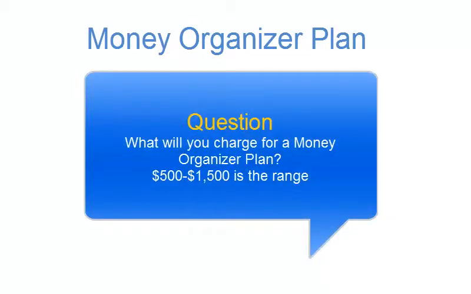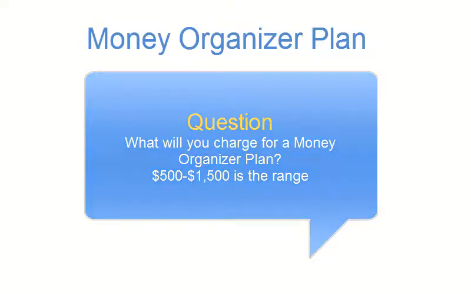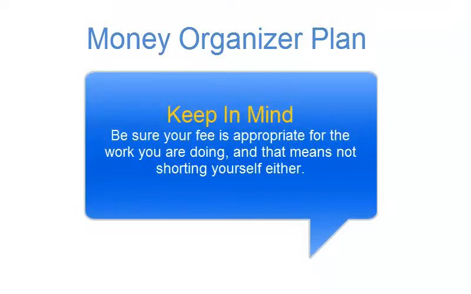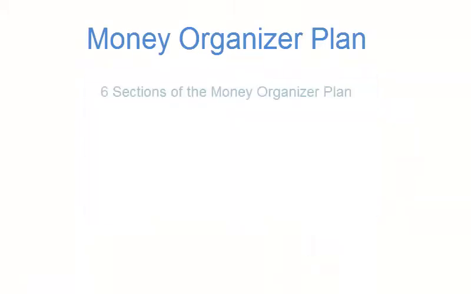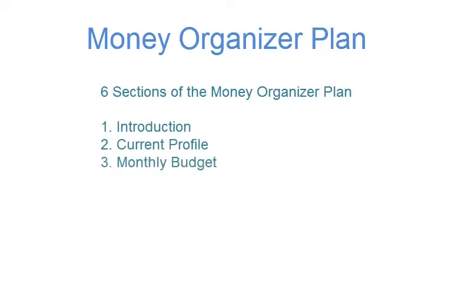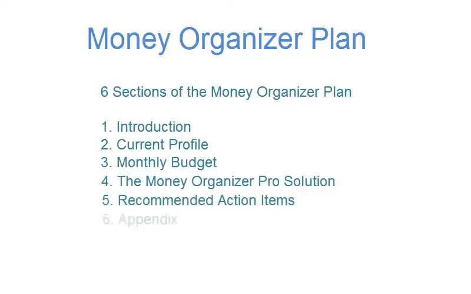Most advisors charge between $500 and $750 for the Money Organizer plan. However, I also have students who, after completing the 7 Steps to 7 Figures course, have increased their fee to $1,500. You can charge whatever you want as long as it's appropriate for the work you're doing. A Money Organizer plan meeting should take about an hour, including the first 5 minutes for housekeeping and collecting your fee.